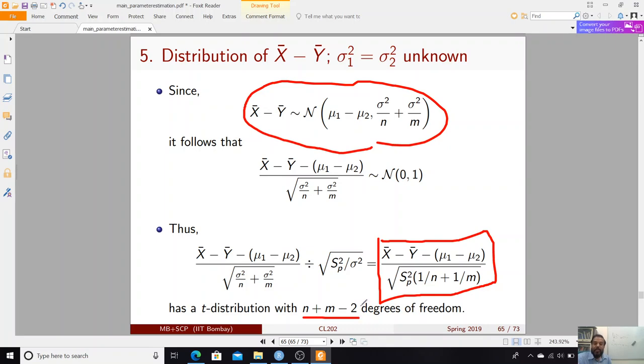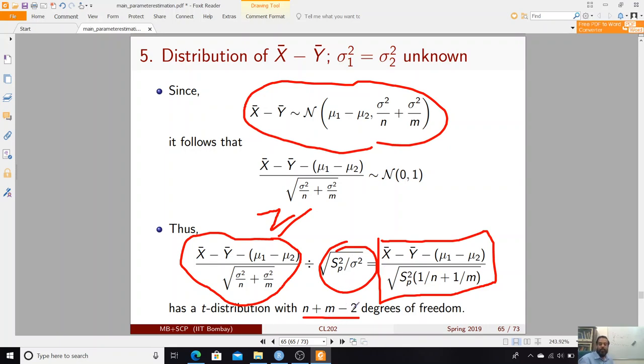So again, why does it belong to a T distribution? You should be able to show that this over here is a Z variable, and this has been divided by a chi-square variable. When you do that, you get a T distribution, and the degrees of freedom depend on the degrees of freedom of the chi-square variable, which was n plus m minus 2.